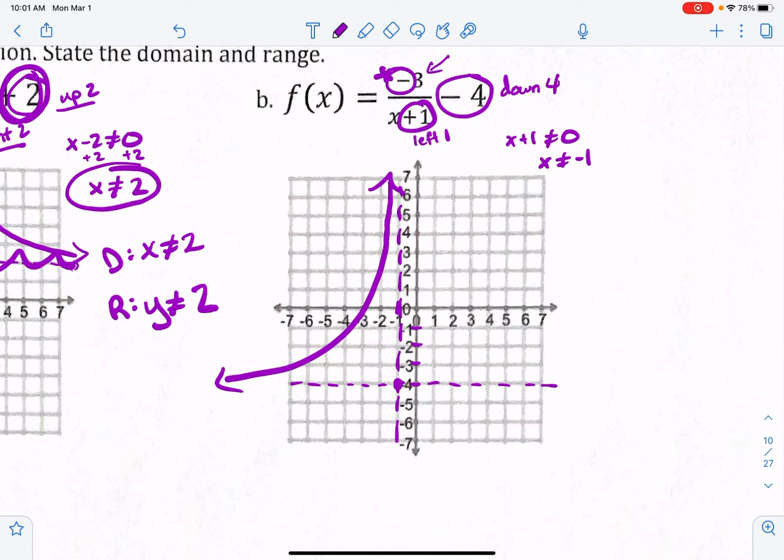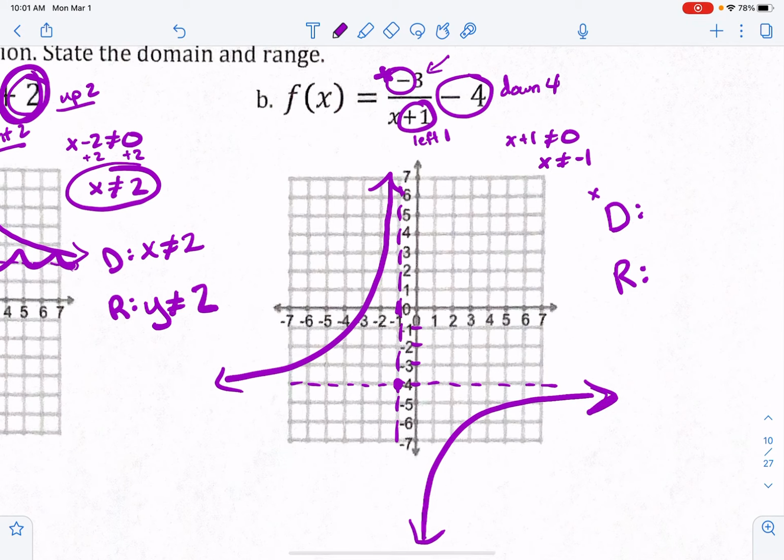I'm trying hard. Something like that. Something of that nature. That's what he's going to look like. Domain and range. Domain is the x's. So going to the right forever he will.